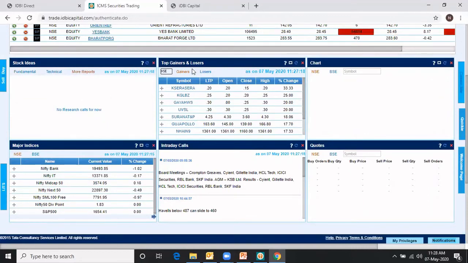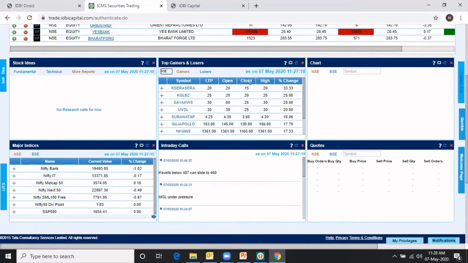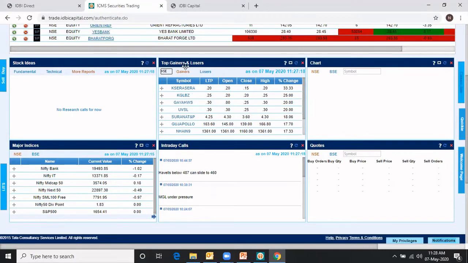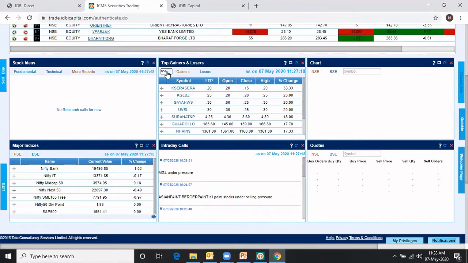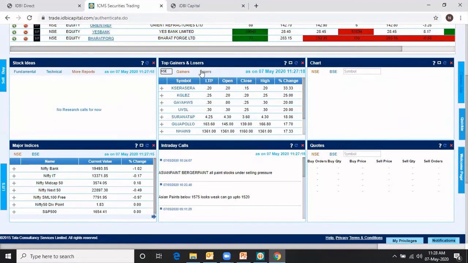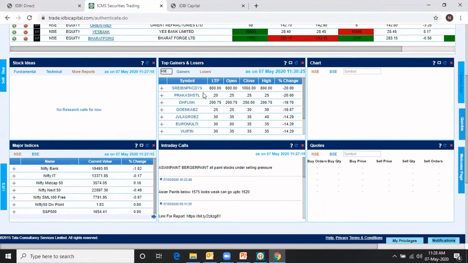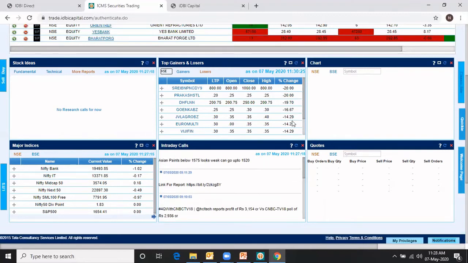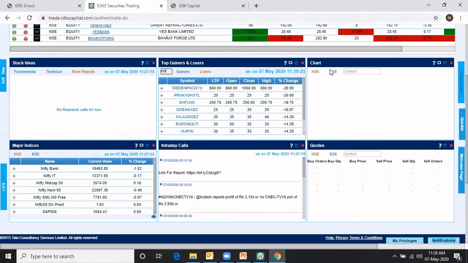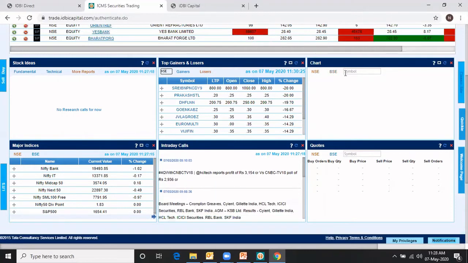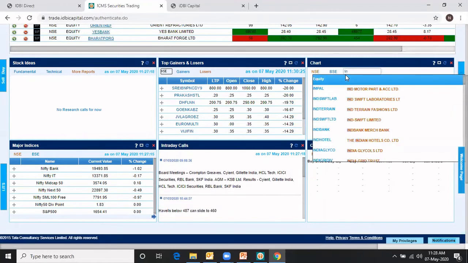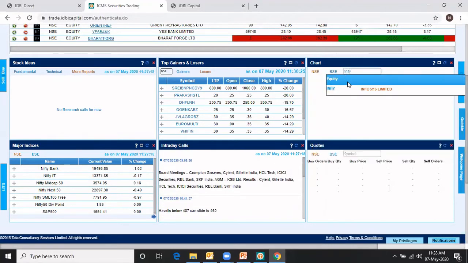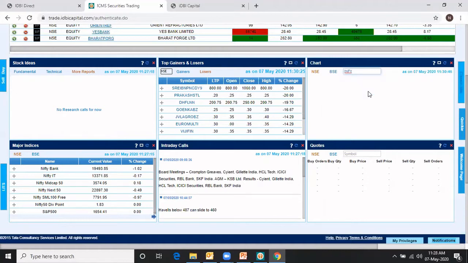Now this window will tell you about the top gainers or top losers. This is NSE. So NSE's top gainers right now, who all are there, they are showing here. Same way you can see the losers also, who all are losers, and the percentage change from yesterday's close. Okay. Here you can see the chart. Suppose on NSE, I want to see Infosys. Okay, so I'm selecting Infosys. So here I can see the chart.